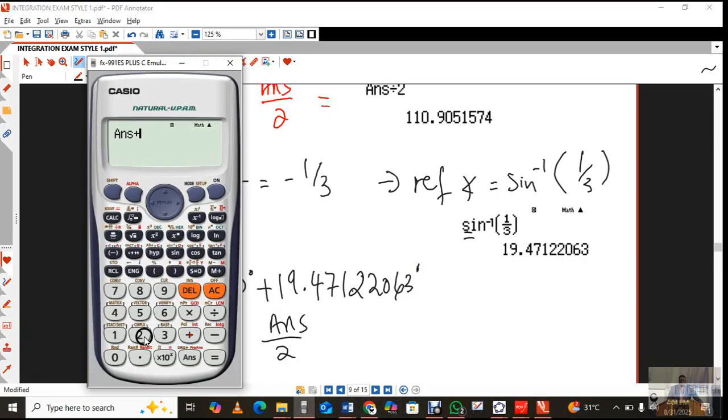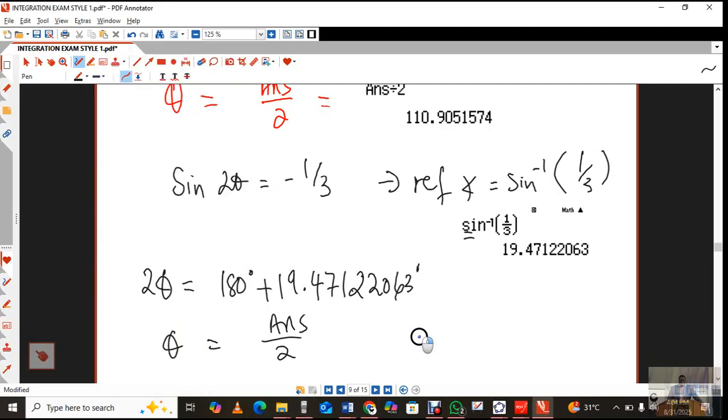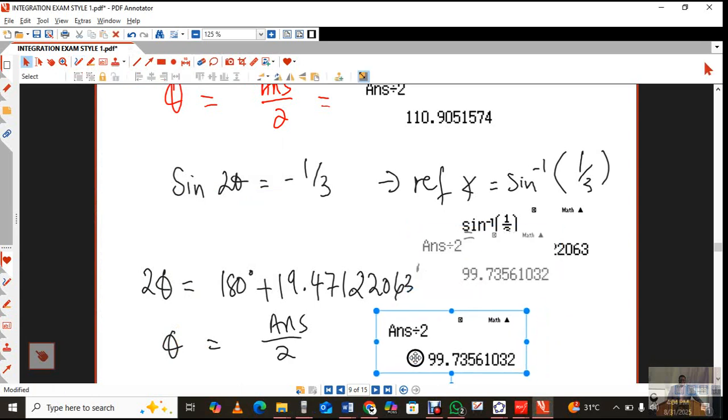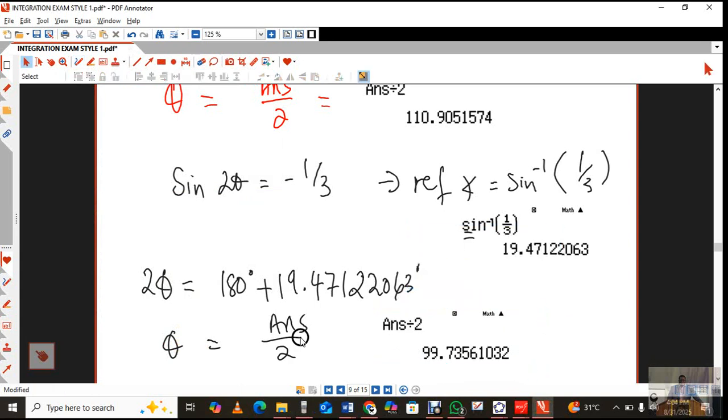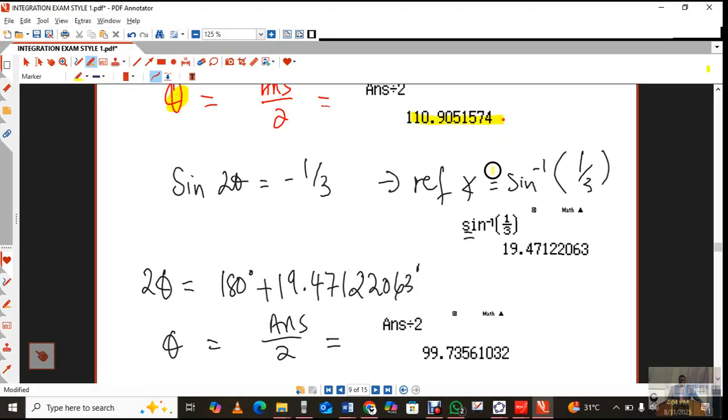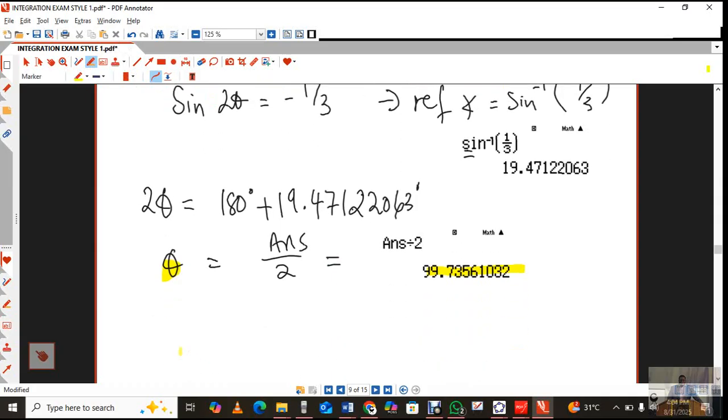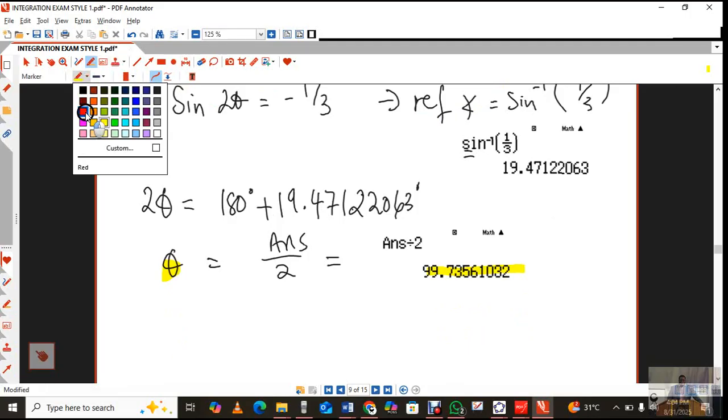Okay, so let's grab our calculator, add 180 to it. Add 180 equals 199, which is still within the range. Divide that by 2, we are still within the range there. Okay, so this is our answer. Then obviously this implies that my two solutions for theta are going to be this one over here and this one over here. So I'm just going to write it nicely, theta to 1 decimal place.